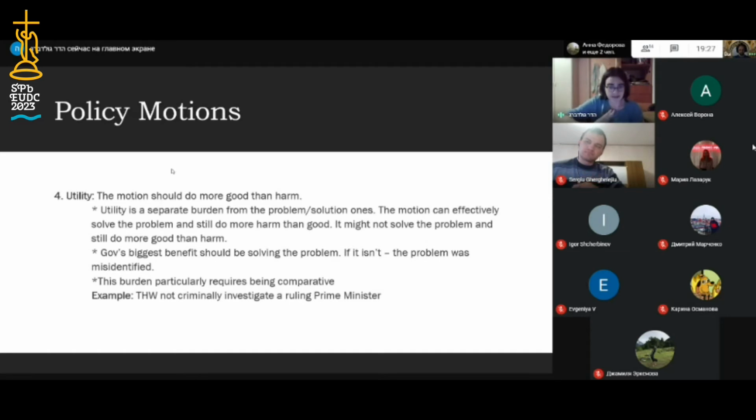So these are completely independent. A motion can be effective in solving the problem and still do more harm than good, and vice versa. It can not solve the problem and still do more good than harm. So these are separate burdens.